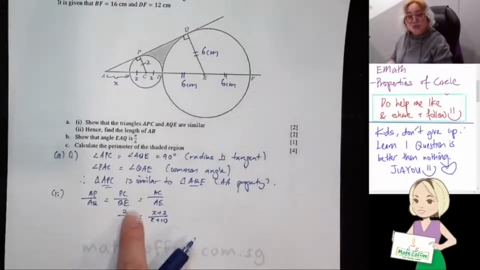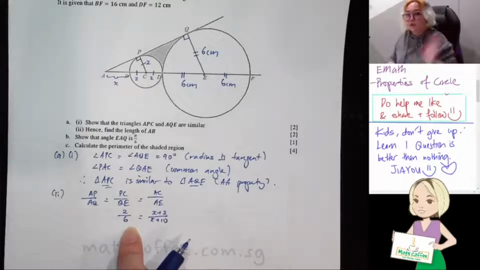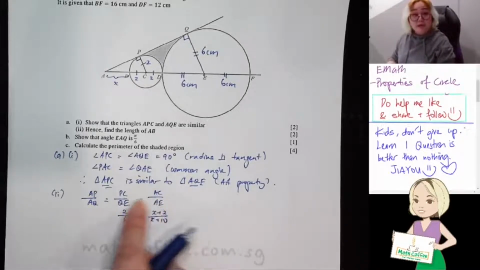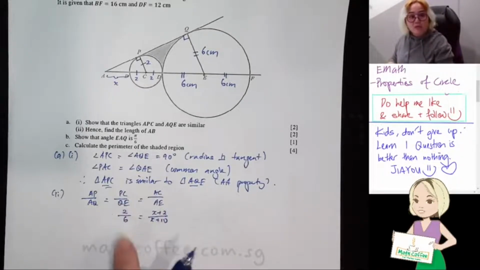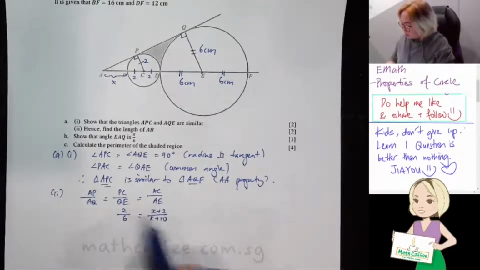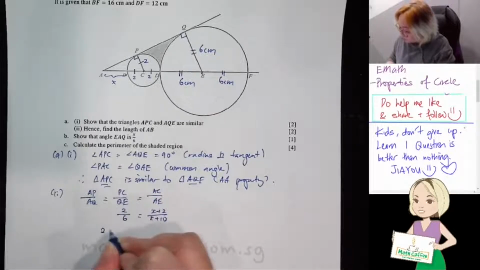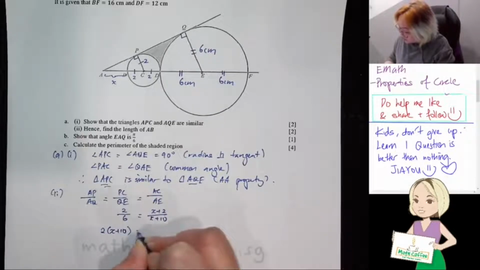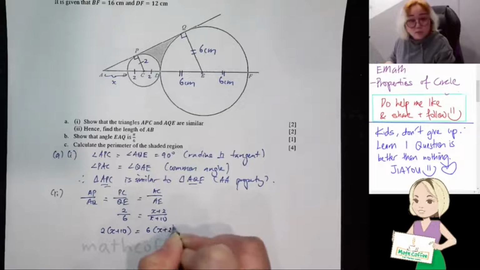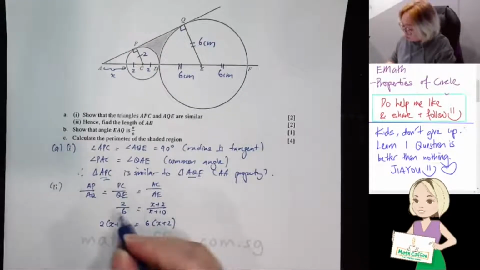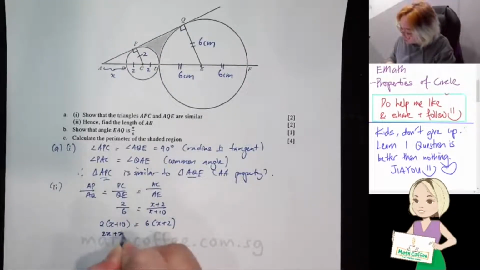And you can see that actually this is 2 out of 6. You can reduce it to 1/3 also. If you don't want to reduce, it's also fine. So now it becomes an equation whereby both sides are already a single fraction. So all I need to do is just cross multiply. So it becomes 2 multiplied by x plus 10 is equal to 6 multiplied by x plus 2. So we will have 2x plus 20 equals 6x plus 12.